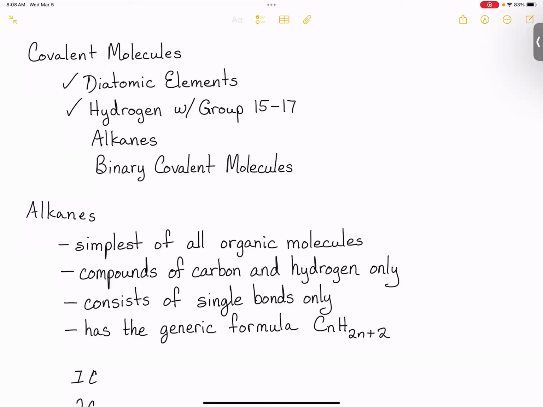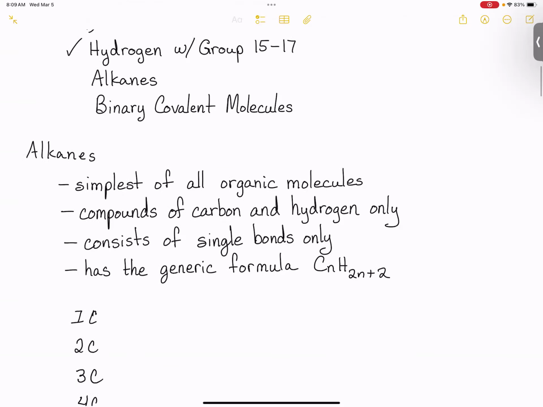So alkanes. Alkanes are the simplest of all organic molecules. They are compounds that contain carbon and hydrogen only. Alkanes consist of single bonds only. So there are no double bonds in an alkane. It's going to be all single bonds. And they have the generic formula of C subscript N, H subscript 2N plus 2.